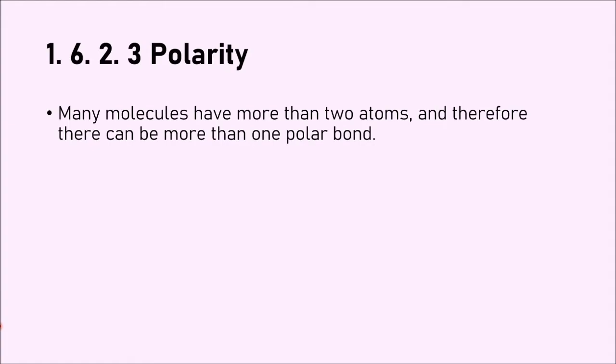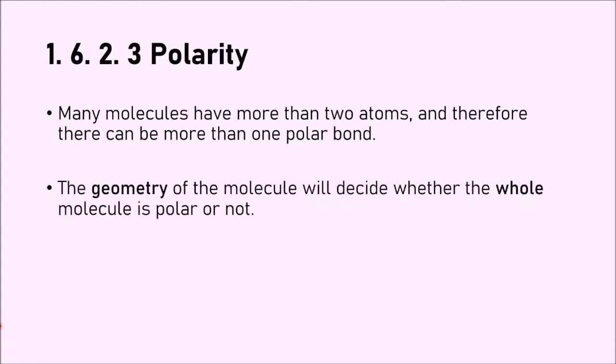Now you're probably thinking, well, if polar bonds are present, then surely the whole molecule will be polar. No, actually. It turns out that we need to look at the geometry, the shape of the molecule. That will decide whether the molecule is polar or not. And this is where all our VSEPR theory and shapes of molecules comes in very handy. It's to do with the idea of symmetry.